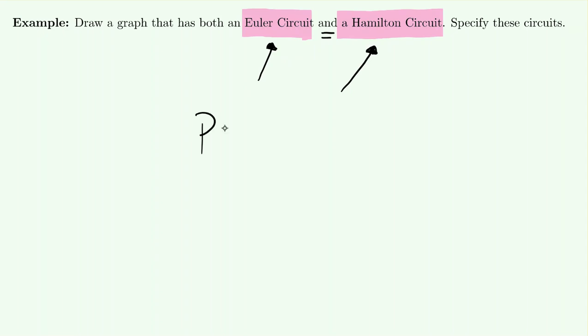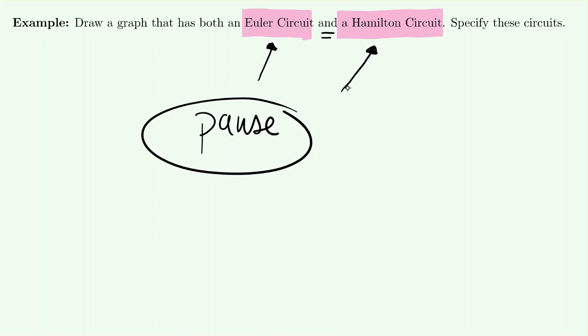So I recommend that you pause the video and think of the criteria individually, and then think of a graph that could meet both those criteria at the same time, and go as simple as possible. I'm going to draw a graph, but there are so many graphs that would meet this, so if you draw something different, you might just send me a picture through Canvas and I can verify if it would also have both a Hamilton and an Euler circuit.